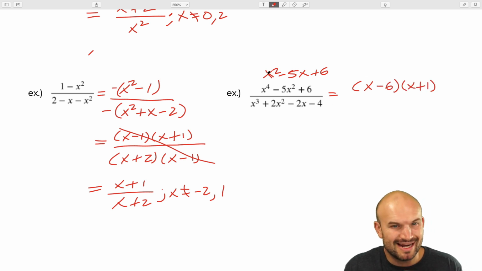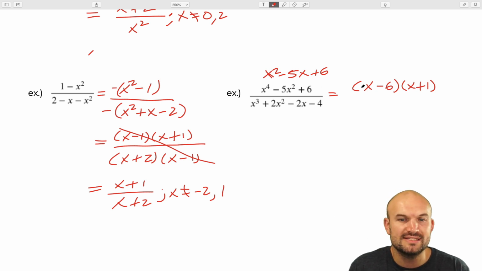However, I'm not trying to get this multiplies to give me that. I'm trying to get it so it equals this. So instead of x times x giving me x squared, I want x times x to give me x to the fourth. So I'm just going to raise the powers there.